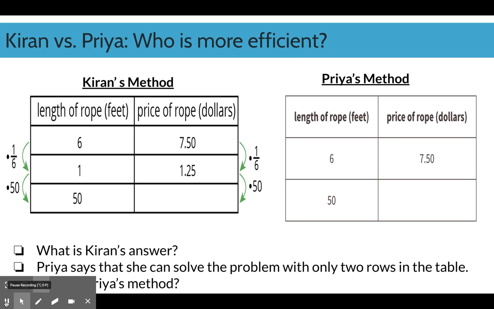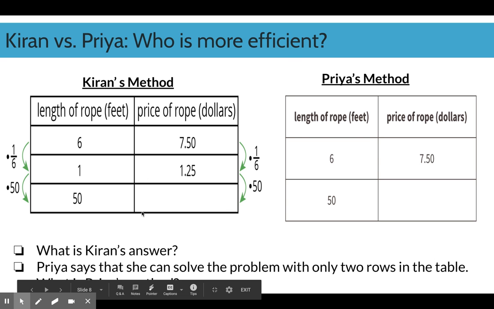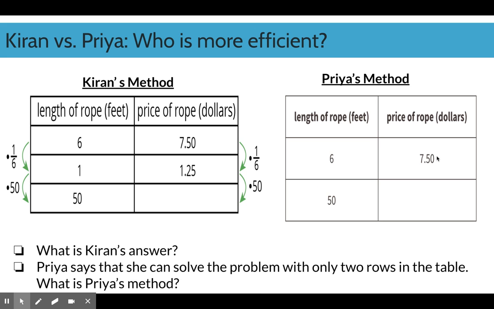Now, hopefully you realize when you got to number two, for Priya's method, Priya probably just figured out what the unit rate was. If I took $7.50 divided by 6, it would have given me 1.25, which is the unit rate, the same way that we found in Kieran's answer. Remember, we divide our second column by our first column. Once I did $7.50 divided by 6 and got 1.25, I just had to multiply 50 by 1.25 to get the same answer of $62.50. So that was probably what Priya's method was, to actually use the unit rate.